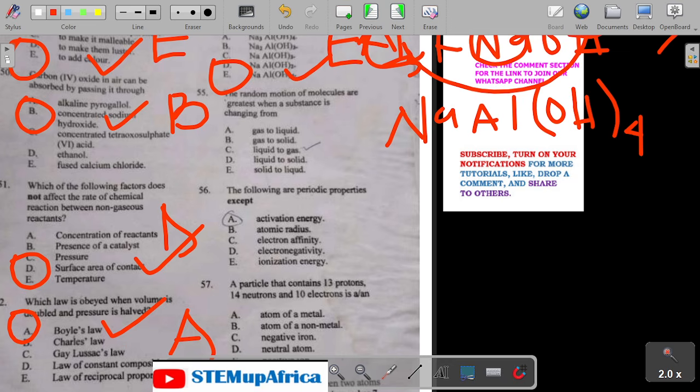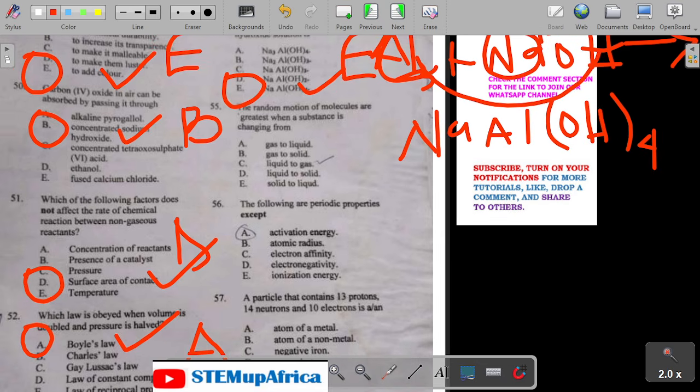So the random motion of molecules is greater when you are changing from liquid to gas. That is where the molecules move more, from liquid to gas. So each of the following are periodic properties except activation energy. You see activation energy in heat change, not in the periodic table.